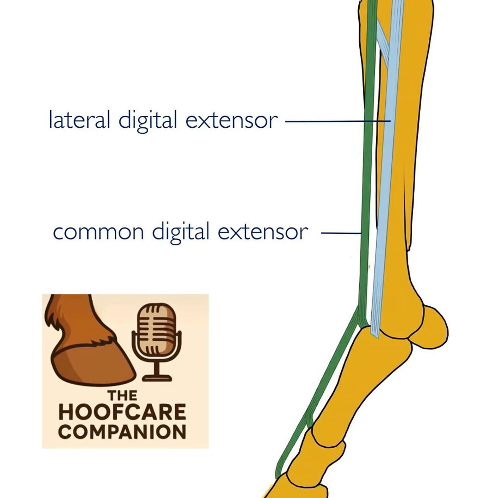Conclusion. The extensor tendons are essential for extending the digit, maintaining limb stability and ensuring correct hoof placement during locomotion.